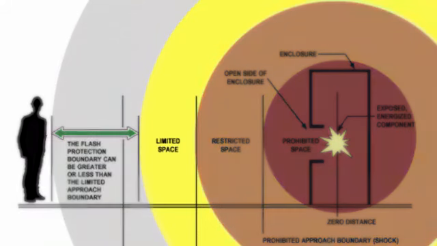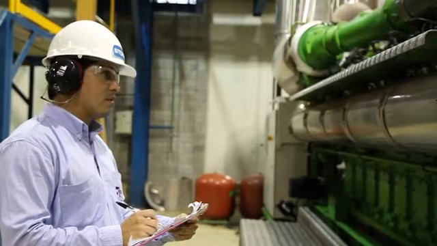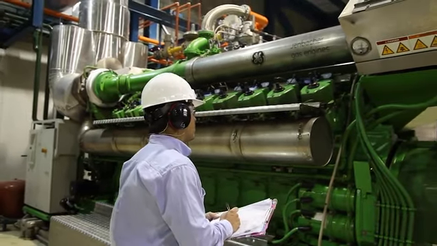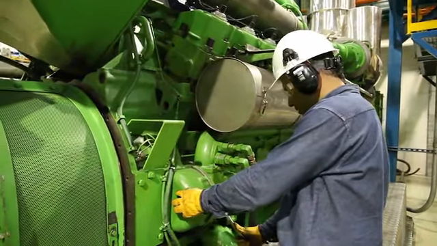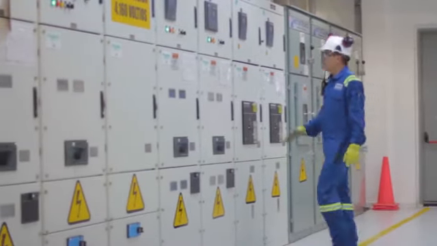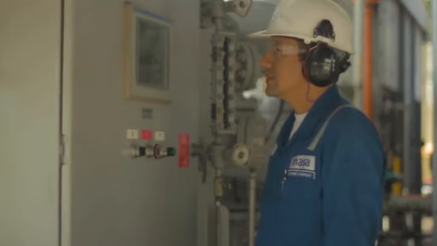The limited approach boundary is the minimum distance from the energized item where an unqualified person can safely stand. If another employee must work at or beyond the limited approach boundary to perform a task, such as an inspection, then an electrical worker must advise them of the possible hazards and ensure that the employee is safeguarded. Record of this is kept in the risk assessment documentation.